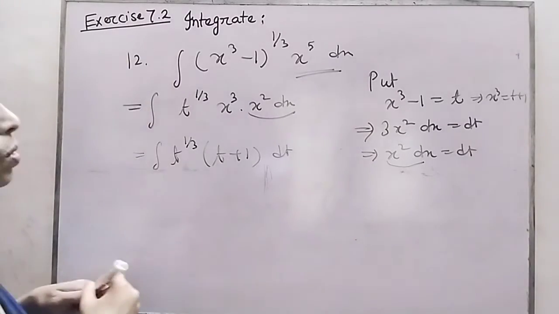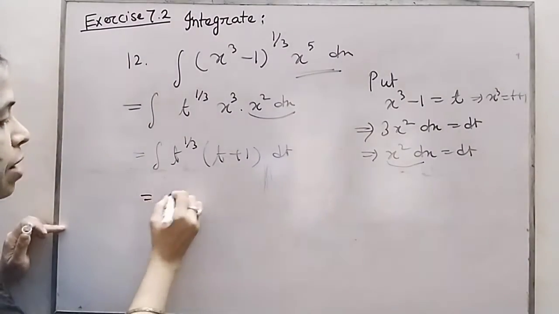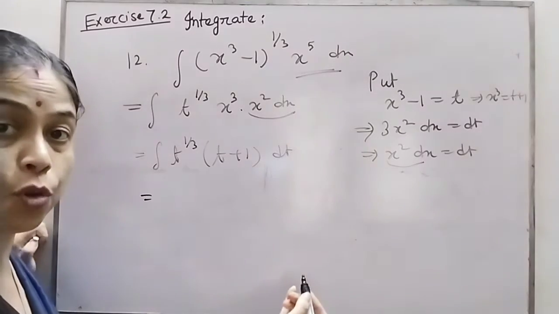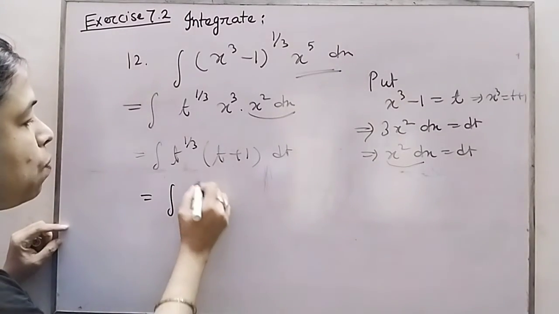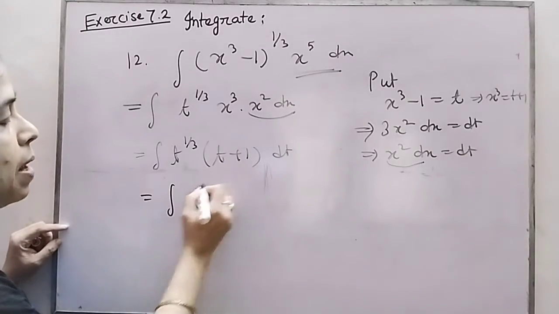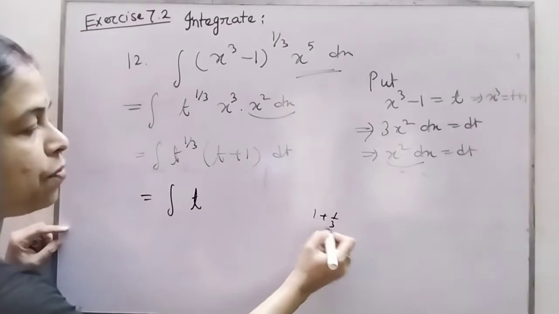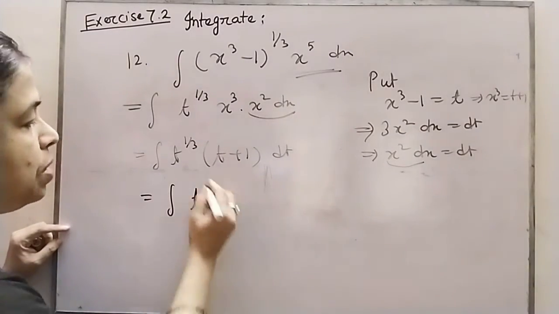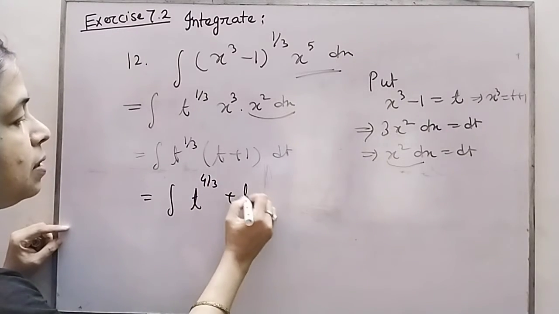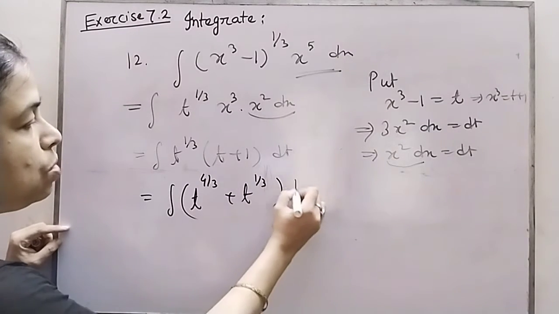Then if I use product, this one is, let us do product, x polynomial by monomial, which will give you t to the power 1 plus 1 by 3, 1 plus 1 plus 1 by 3, 3 LCM, 4 by 3. Okay, so this is t to the power 4 by 3 plus t to the power 1 by 3 whole into dt.